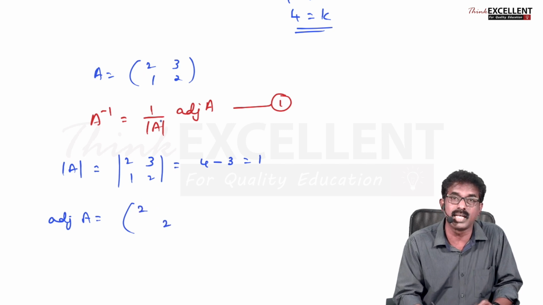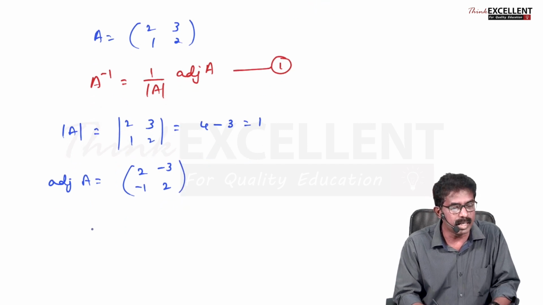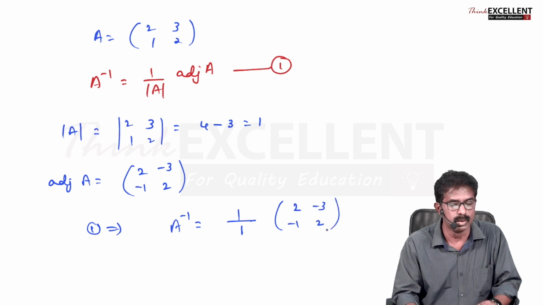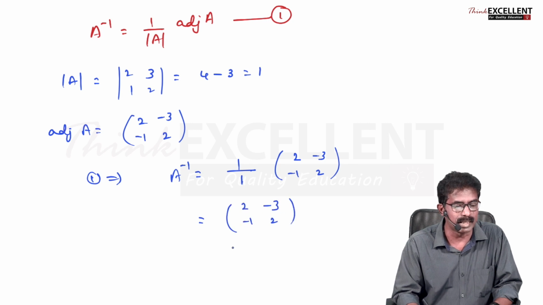The other two elements, you change the sign. 3 becomes minus 3 and 1 becomes minus 1. This is adjoint A, right? We want A inverse, so substitute in the first equation. A inverse equals 1 by determinant A into adjoint A. 1 by 1 is 1 only, so leave it. So 2, minus 3, minus 1, 2 is your answer here.